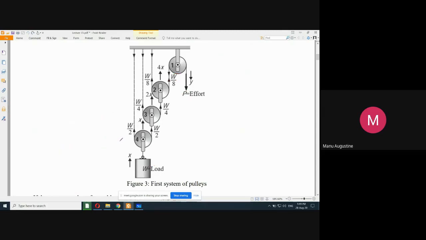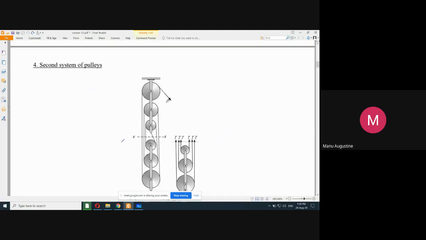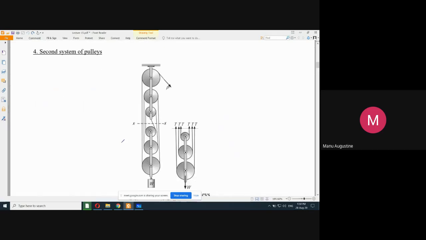Now let us come to the second system of pulleys. अब सेकेंड सिस्टम ऑफ पुलीज, जैसा अपन ने फर्स्ट को पढ़ लिया है तो सेकेंड सिस्टम ऑफ पुलीज को कवर करना आसान होगा, बट अगेन लेट अस अंडरस्टैंड द कॉन्फ़िगरेशन फर्स्ट.